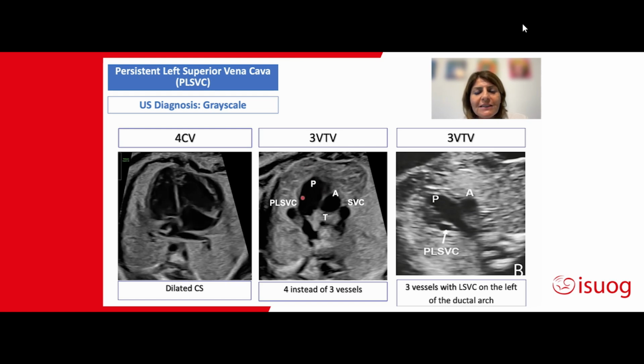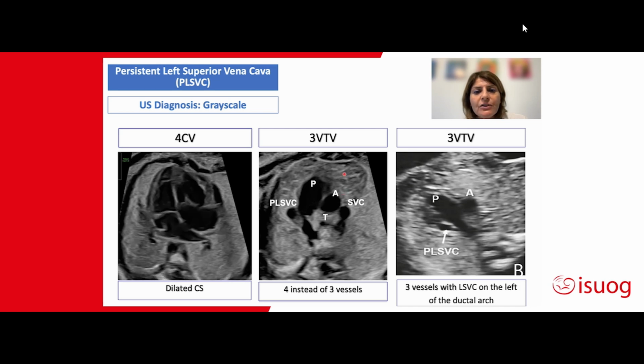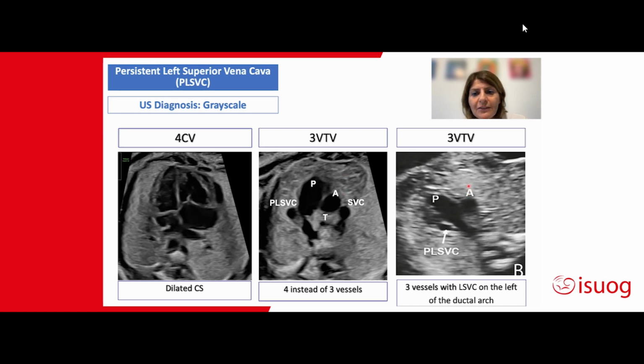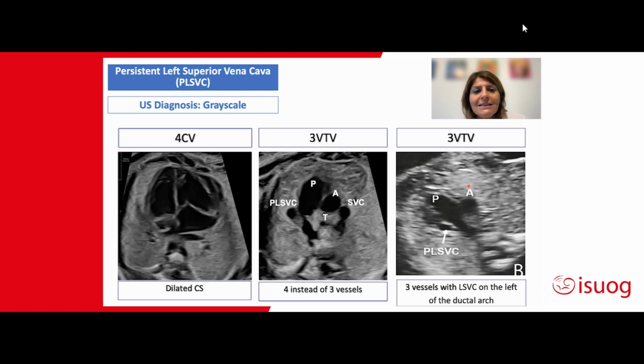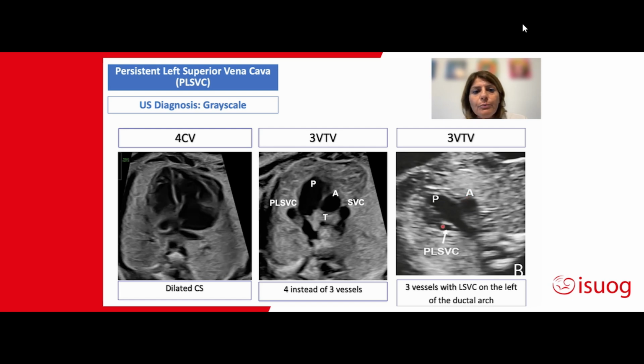On the 3 vessels and trachea view, 4 instead of 3 vessels are visible, even if we have to be aware of a rare variant in which the right superior vena cava regressed. In these cases, 3 vessels are still present, but the superior vena cava is located to the left of the pulmonary artery on the 3 vessels and trachea view, rather than in its typical position on the right.